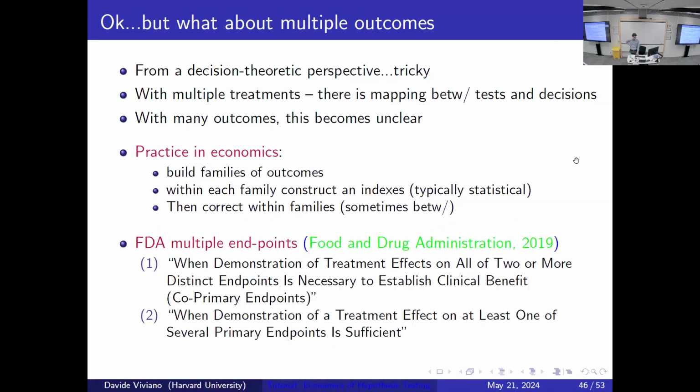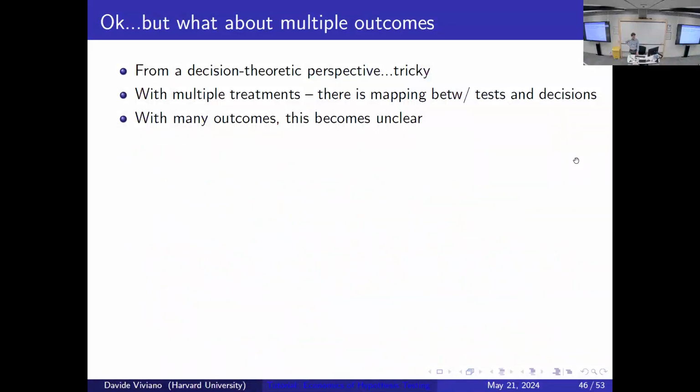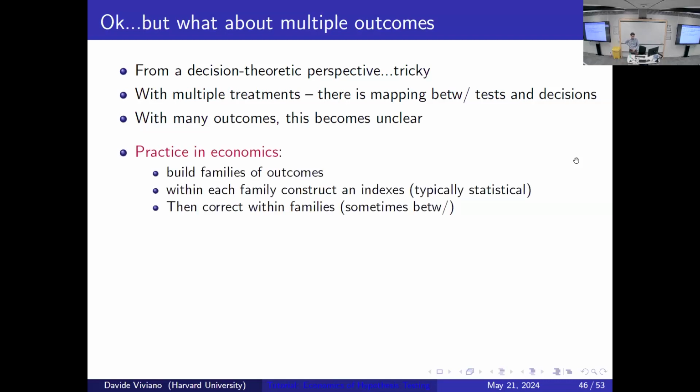Okay, so let me conclude by mentioning that when we have multiple outcomes instead of multiple decisions, things become trickier, because we don't really know what the underlying decision process is. Do we have a single decision and multiple objectives? Do we want to aggregate all of these outcomes into a single objective? What's the corresponding utility function? This becomes quite unclear. In economics, the typical approach is to group these outcomes into families, and it's unclear what we mean by a family of outcomes.